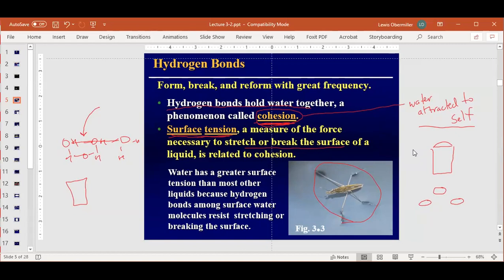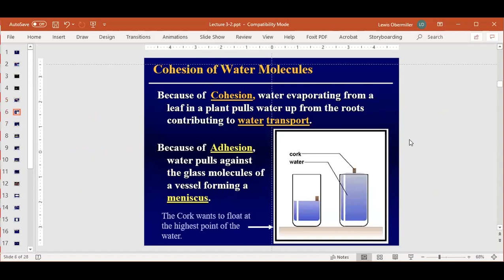No. Okay. So you need to know that word cohesion. You should put that on your list of vocabulary words to know, and also surface tension. That's why I've highlighted it and underlined it. All right. So cohesion does other things besides surface tension.